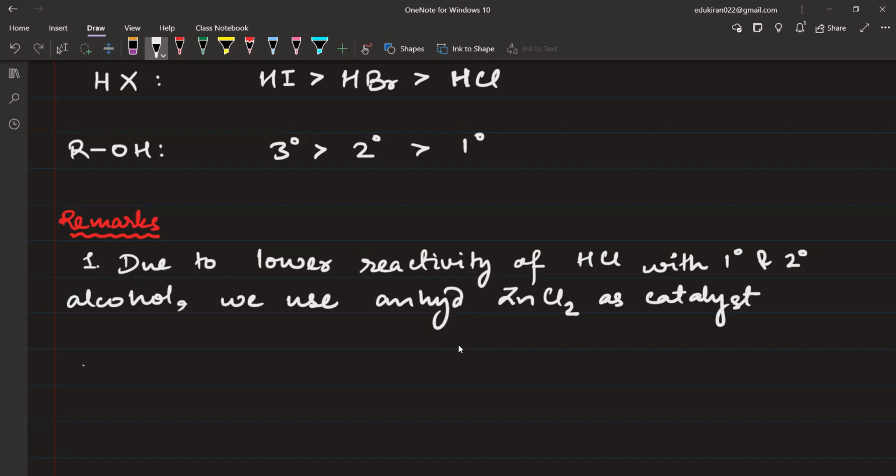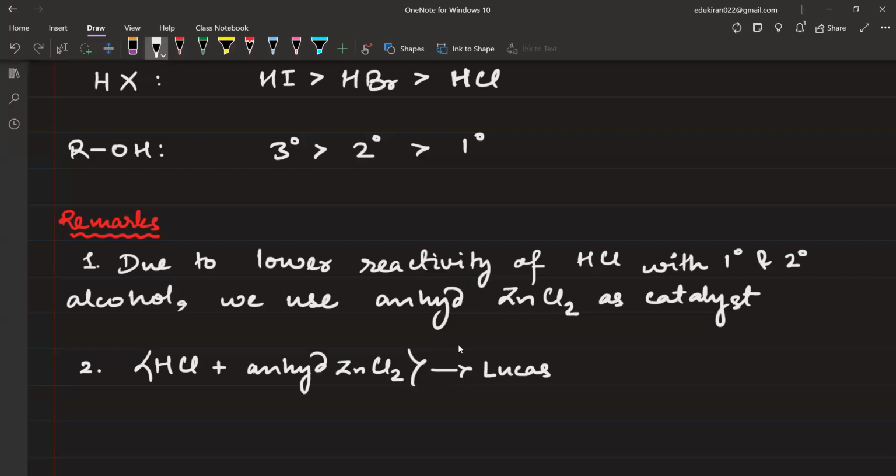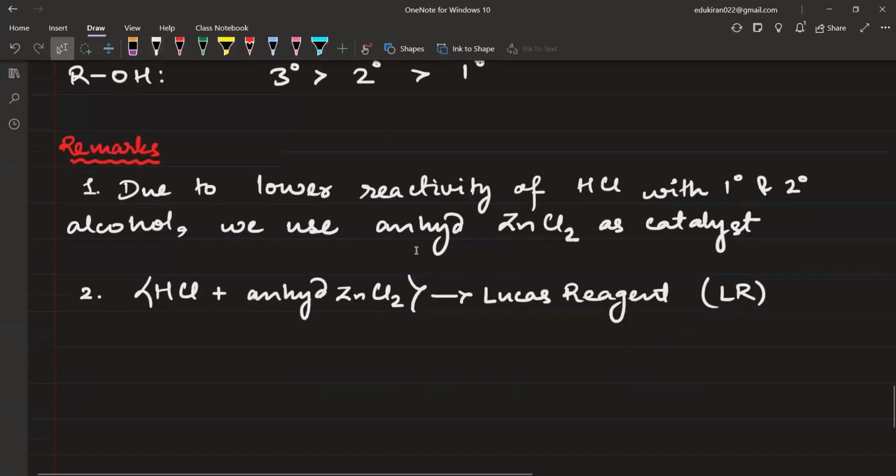Now, that's the second point. So now we use HCl, and we also use anhydrous zinc chloride. And this whole thing together is known as Lucas reagent. Now I will represent Lucas reagent by LR. In the examination, please don't write LR, okay? It is just for my denotion. LR means Lucas reagent in my class.